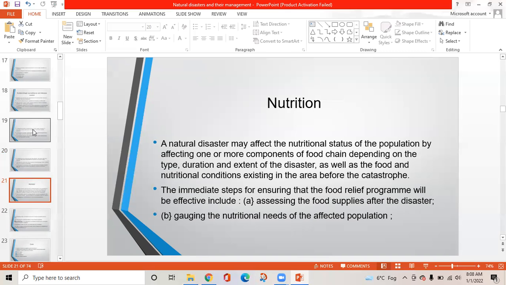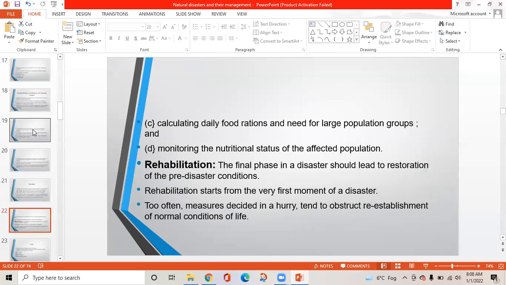The immediate steps for ensuring that the food relief program will be effective include: first, assessing the food supplies after the disaster; second, gauging the nutritional needs of the affected population; third, calculating daily food rations and needs for large population groups, and monitoring the nutritional status of the affected population.